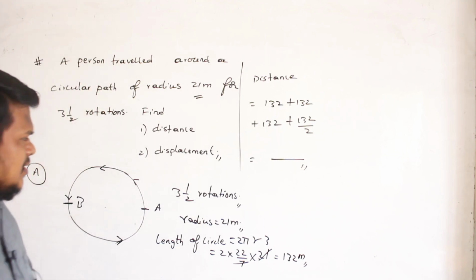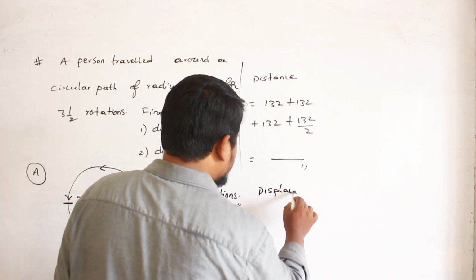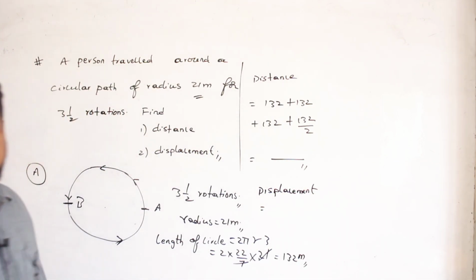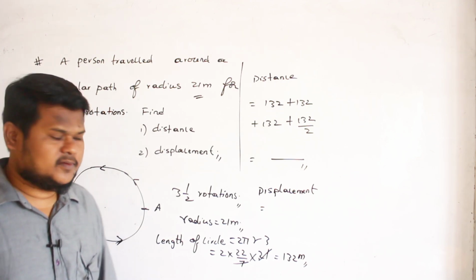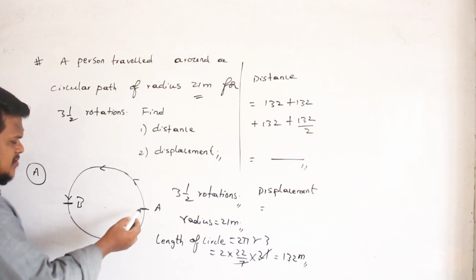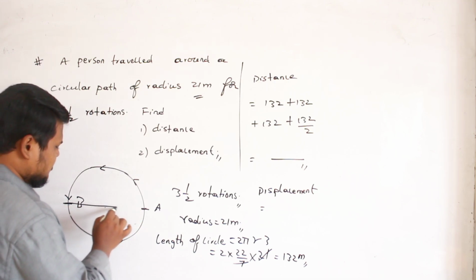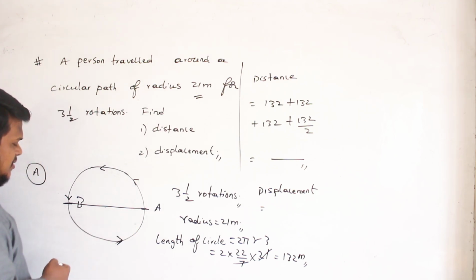Okay. Then how can you calculate displacement? Displacement is the straight line distance between the initial point and the final point. What is the straight line distance? This is the initial point, this is the final point. Straight line distance means this distance only.